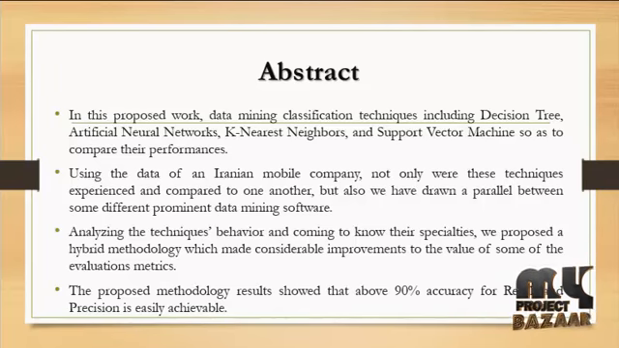Finally, the proposed methodology's results show that above 90% accuracy for recall and precision is easily achievable. The process is completed for churn prediction by comparing the classification techniques ANN, KNN, and SVM, describing them, and finally calculating the performance measures of the process.